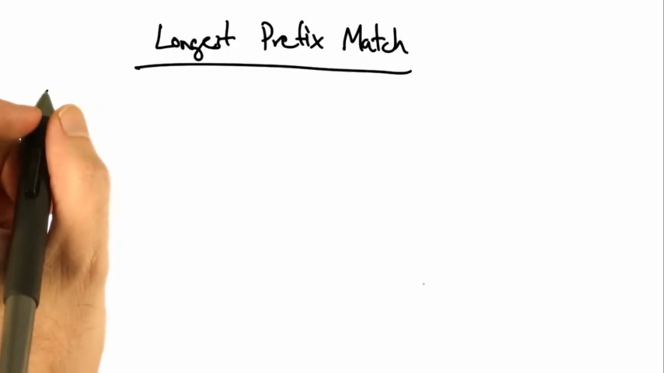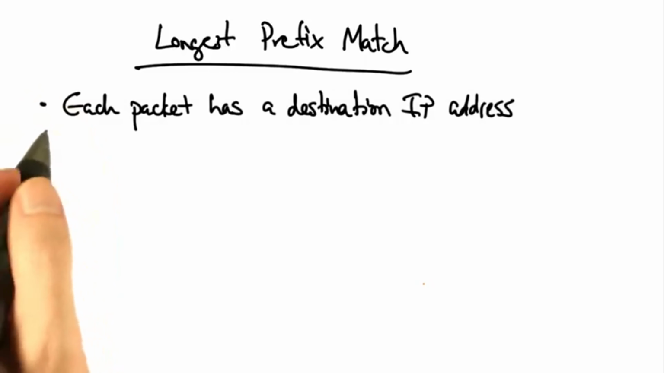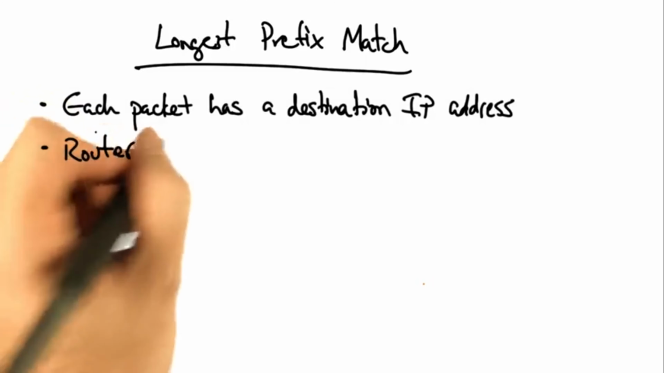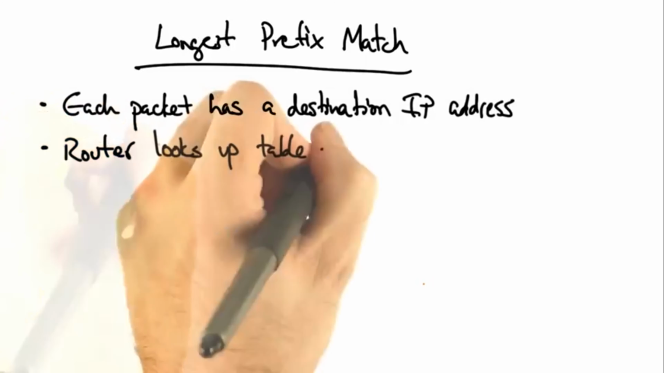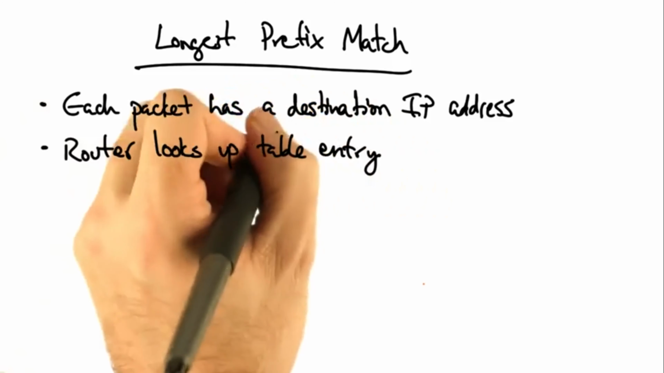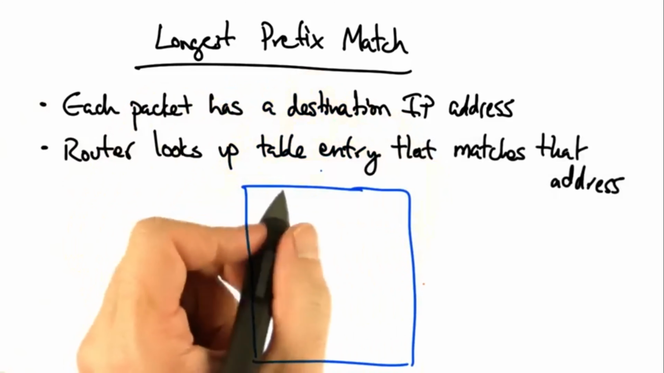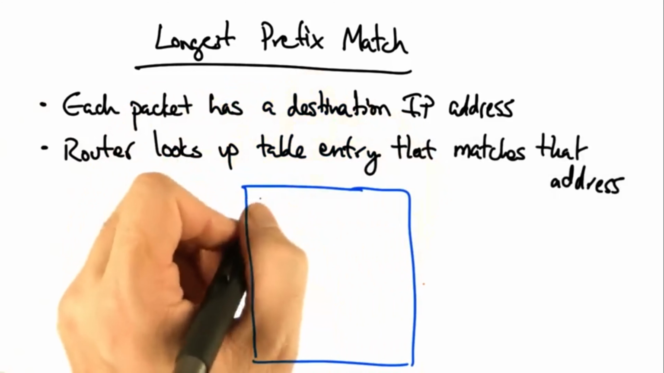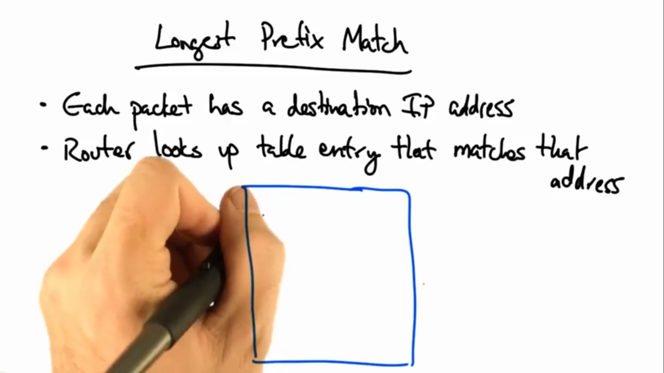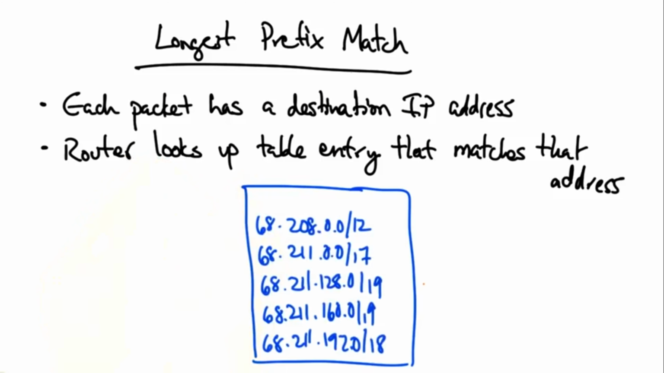Let's take a closer look at longest prefix match. Each packet has a destination IP address, which determines where the packet should be forwarded next, and a router basically looks up a table entry that matches that address. So for example, a forwarding table might have a number of prefixes in it, and many of these prefixes might be overlapping. But when we see an IP address that may match on one or more prefixes in this table, we simply match that IP address to the entry in the forwarding table with the longest matching prefix.